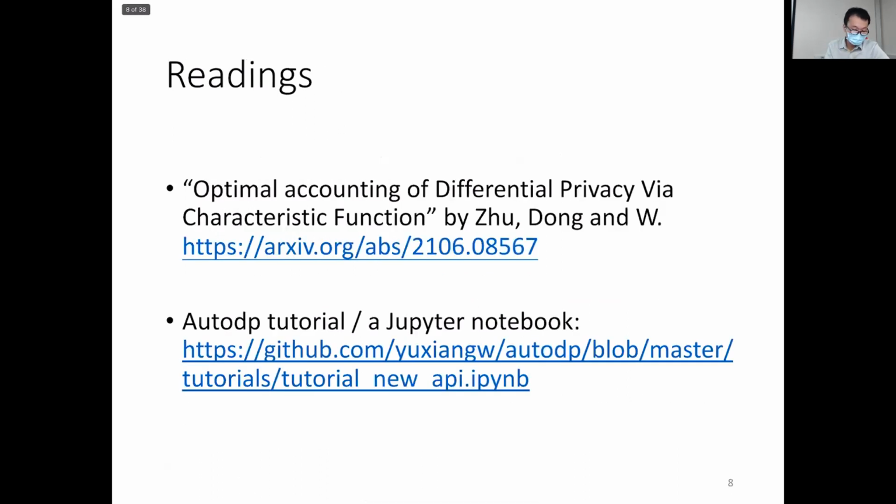Right. So the reading materials for today's lecture are this paper that Yu-Xiang and Jinshu and myself wrote this year, and also the tutorial of autodp that's on the project website.